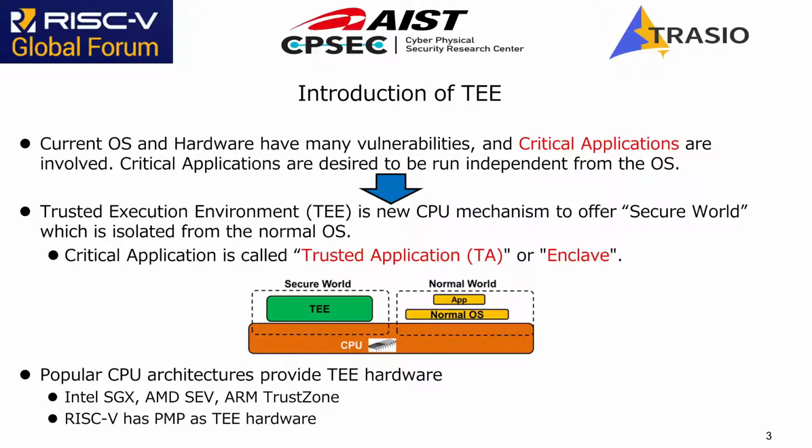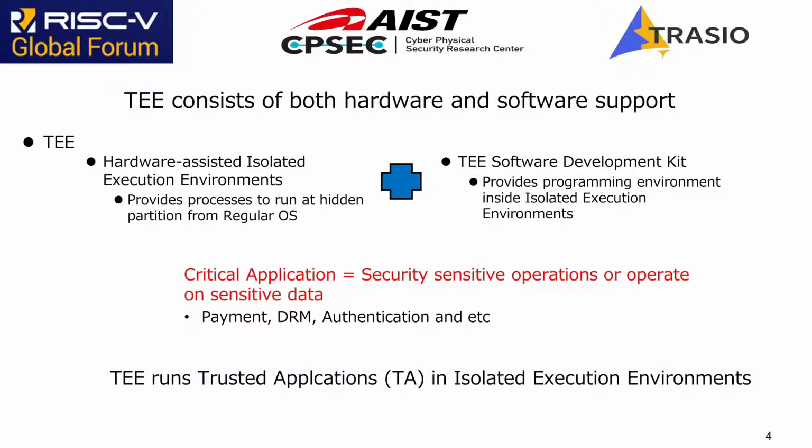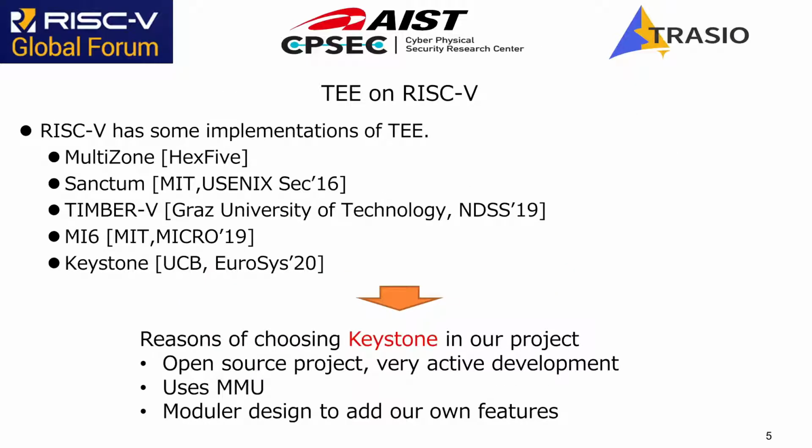Popular CPU architectures have a way to run the TEE and support TEE hardware. For example, Intel has SGX, AMD has SEV, and ARM has TrustZone. RISC-V also has PMP for running TEE, and that's something we're going to talk about in the next slide. So what is TEE? TEE requires both hardware and software support. Now we're going to talk about TEE on RISC-V.